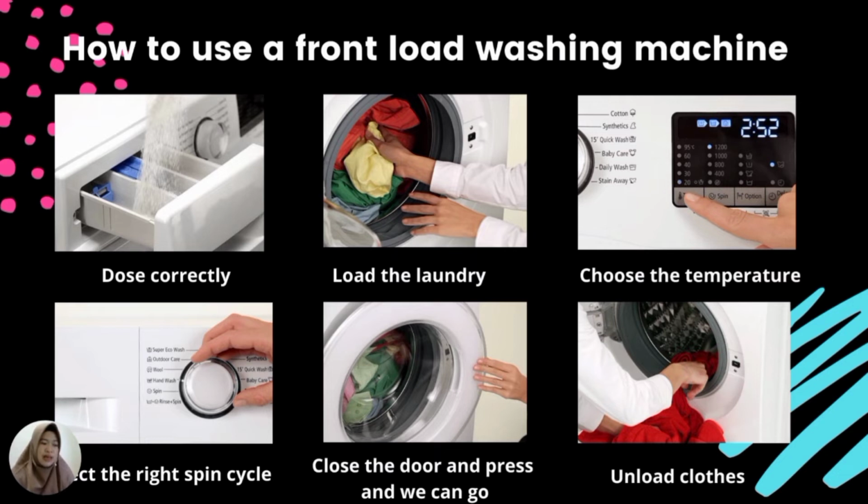We put the detergent or softener, and then we load the laundry that we want to wash, and then we choose the suitable temperature, and fourth, we select the right spin cycle, whether it is smooth or strong, and then we close the door and press, and it will operate directly, and we can go. After that, we can watch the television, or we can cook something, and after that we go back to the washing machine and we unload the clothes. So this is the way to operate a front load washing machine.